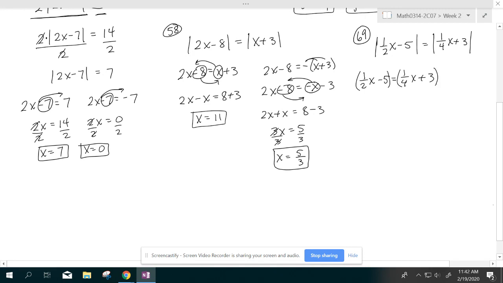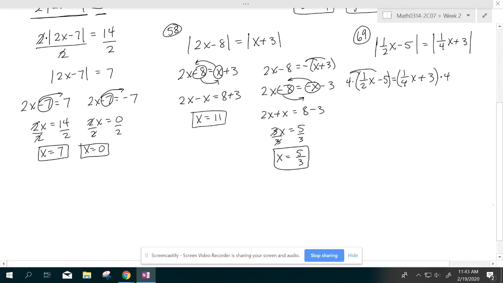So what I need to do is multiply both sides by the common denominator. And what would be the common denominator of 1/2 and 1/4? 4. You see, if I only multiply by 2, it's not going to get rid of the 1/4. So I have to multiply by the common denominator of all the fractions in order to get rid of the fractions. And so we're going to distribute the 4 here.